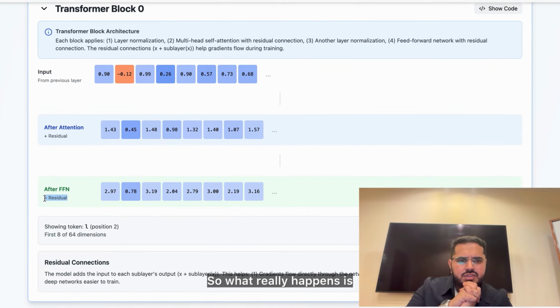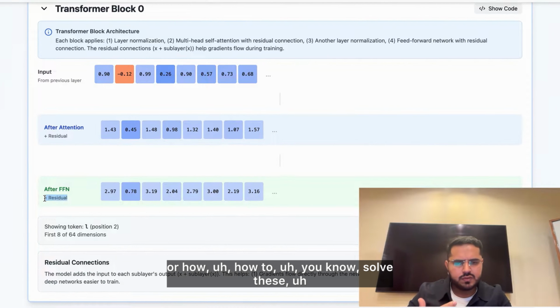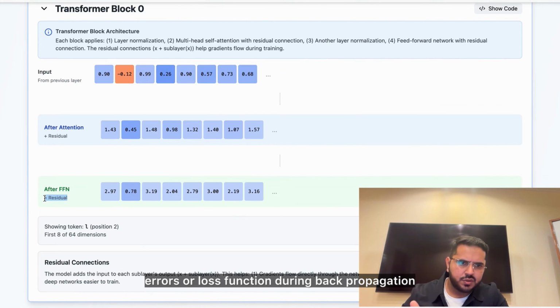So what really happens is, during the training time, when we calculate how to fix these errors, or how to solve these errors or loss function during back propagation, we do gradient descent, right?